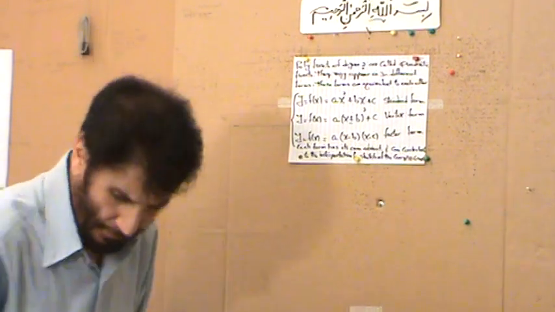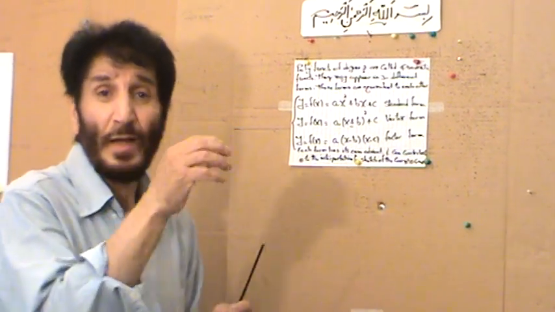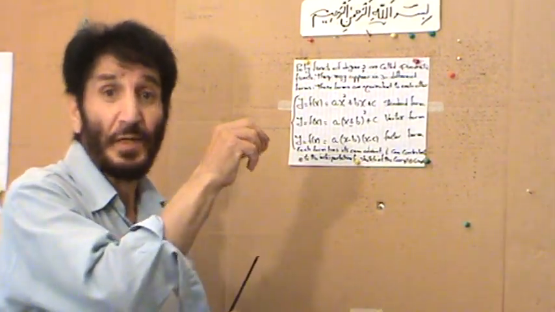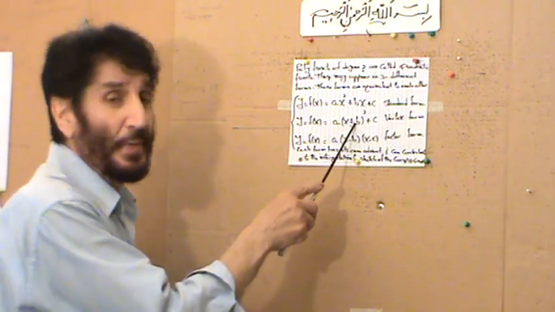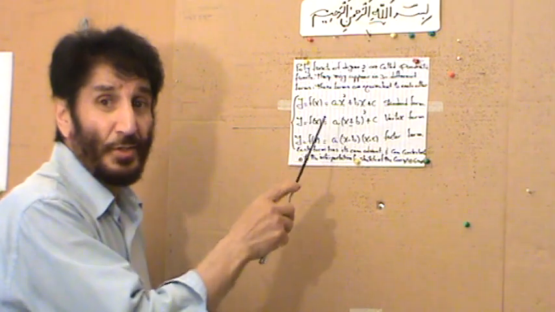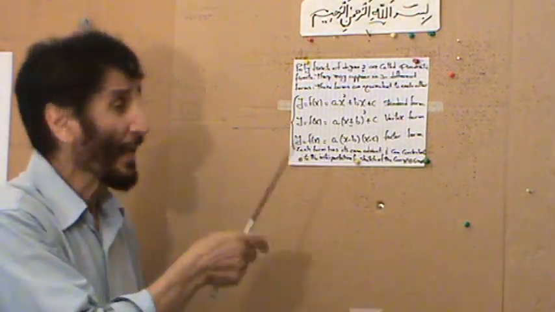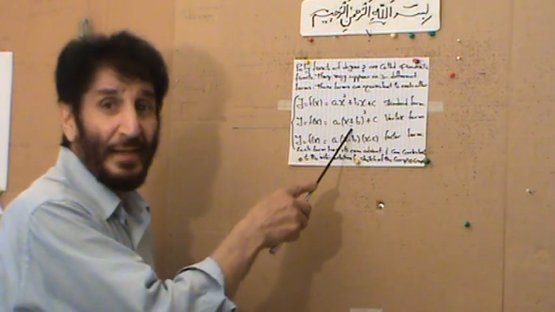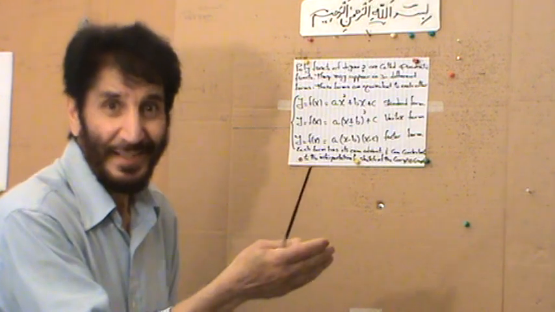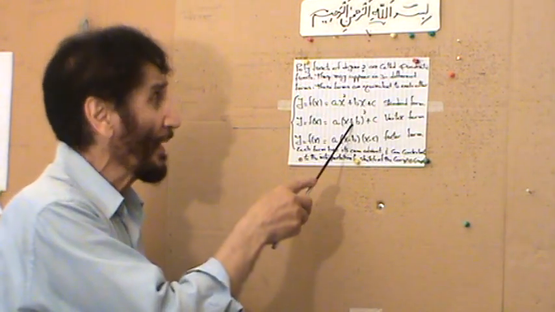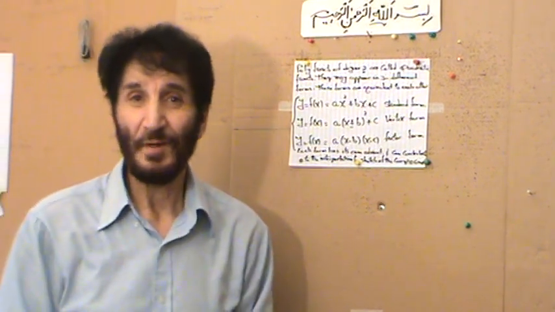The graph, my function is opening downward, so I put the vertex at the origin. And then this B tells us the graph should move right or left. If we have a negative here, the graph will go to the right. If it is positive, the graph will go to the left.